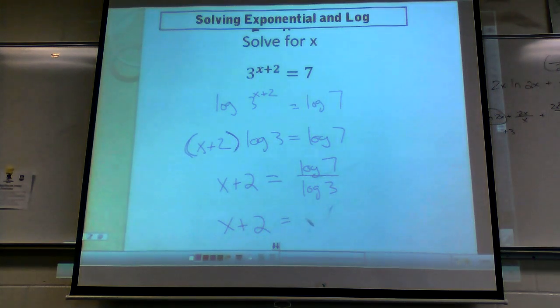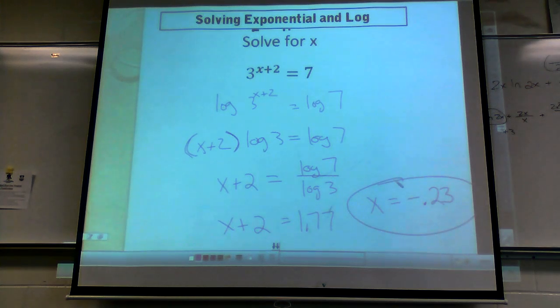What is it? 1.77. Okay, and then the last step is just subtracting the 2 over. So what's 1.77 minus 2? Negative point what? 2.23? Oh my god.